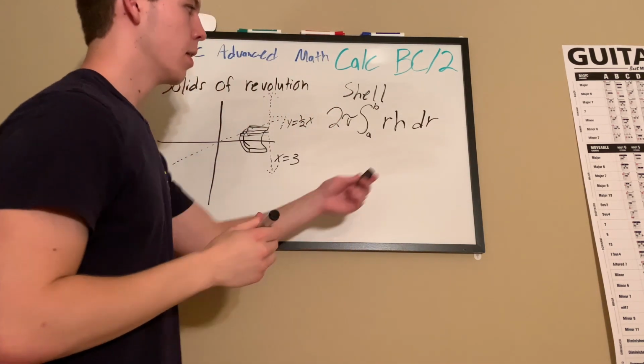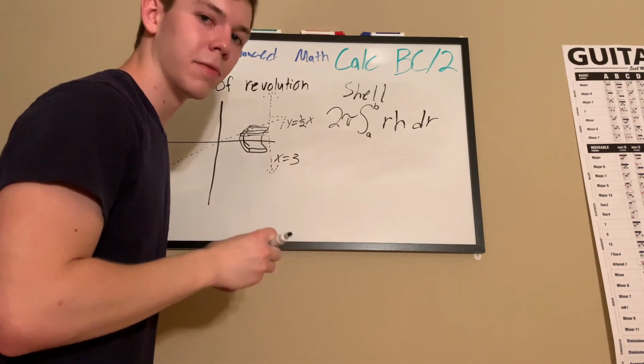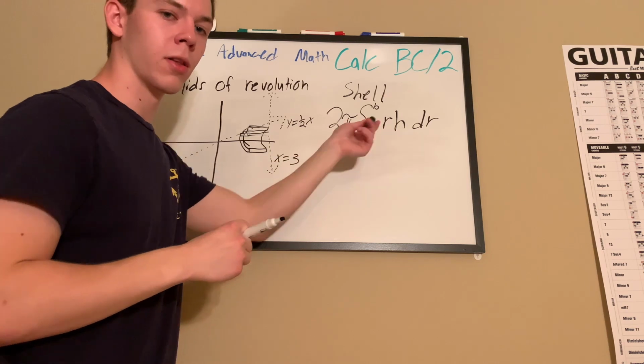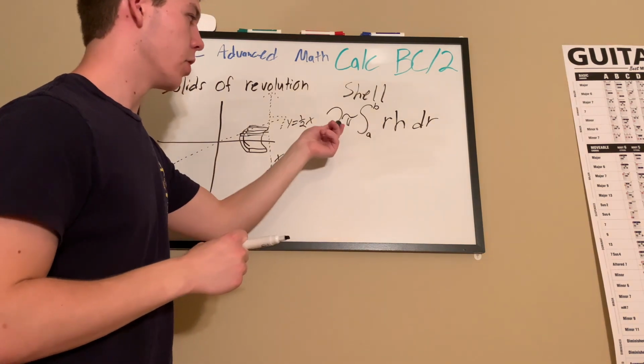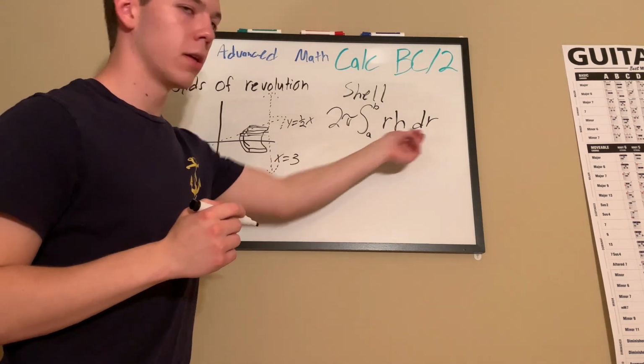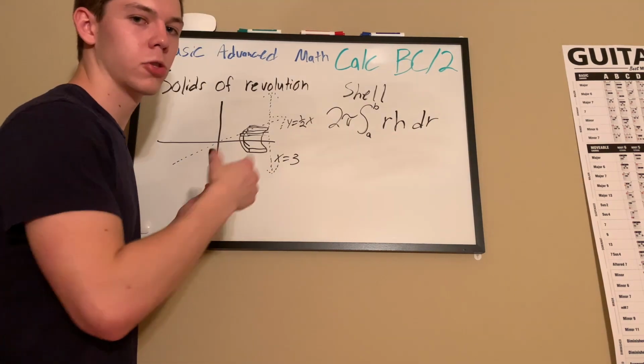You notice that it's dr this time instead of dh. You have another variable instead of just the h, which would be squared in the last one. You have rh, and you have 2 pi instead of pi. So we're going to start off with dr, as we always do. We start off with whatever's changing.